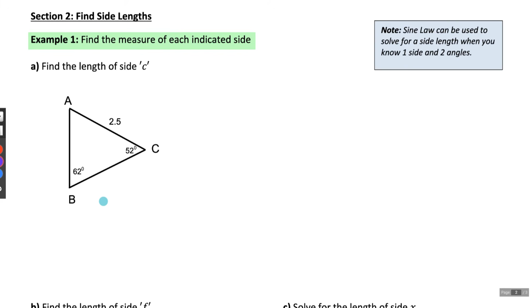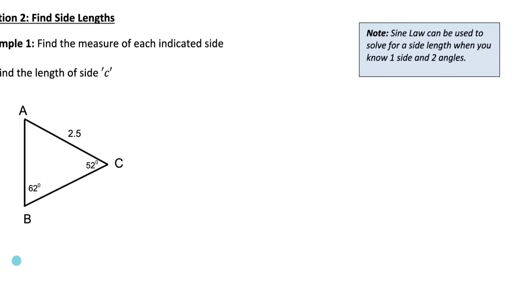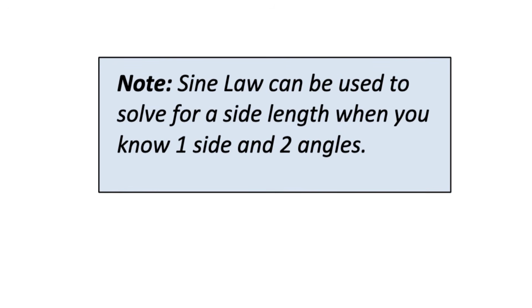Notice example 1 says find the measure of each indicated side. Part A says find the length of side C. If we look at this triangle, it's an oblique triangle, right? There's no right angle, so we can't use SOHCAHTOA, we can't use Pythagorean theorem. We're allowed to use sine law. And let's make sure this triangle meets the conditions for when to use sine law. We're allowed to use sine law to find a side if we know all the angles of a triangle and one of the other sides.